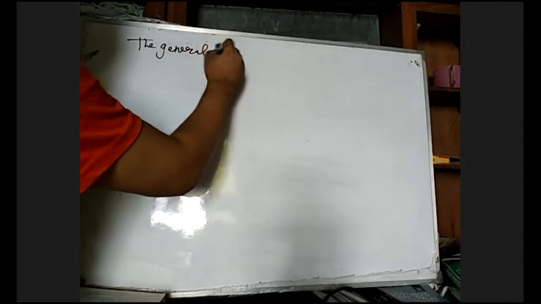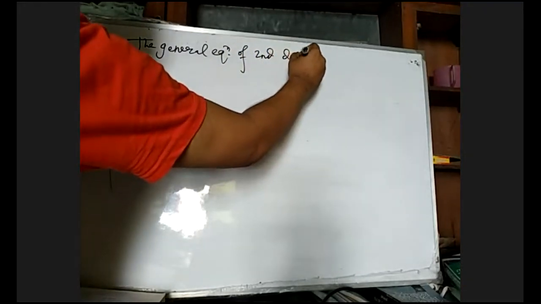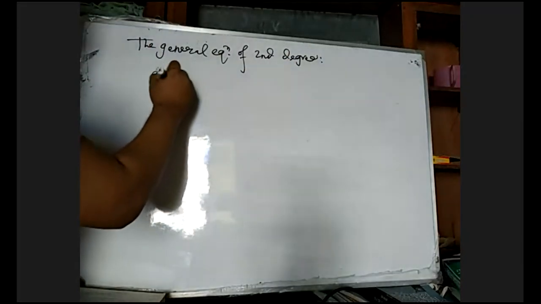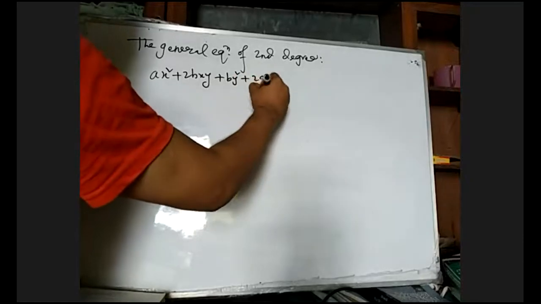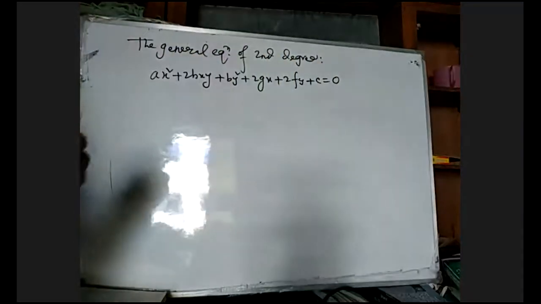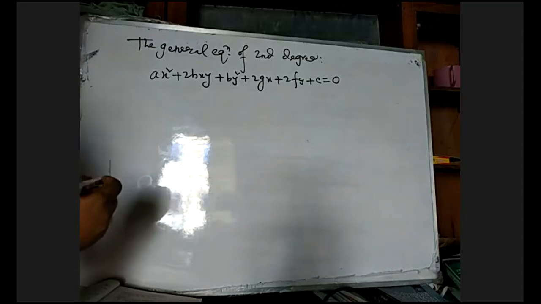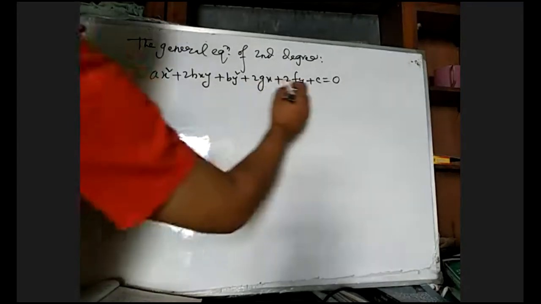Now the general equation of second degree. The standard form of the general equation of second degree is ax square plus 2hxy plus by square plus 2gx plus 2fy plus c equals to 0. There is a condition if it represents a pair of straight lines. This is equation number 1.